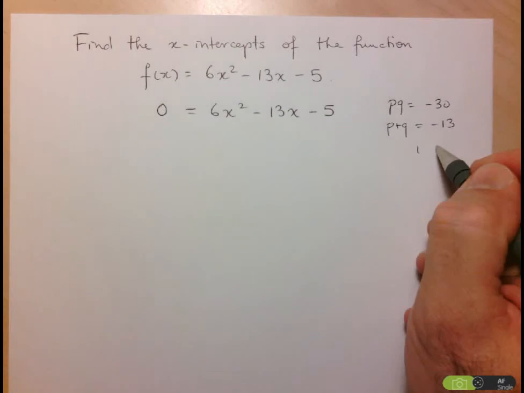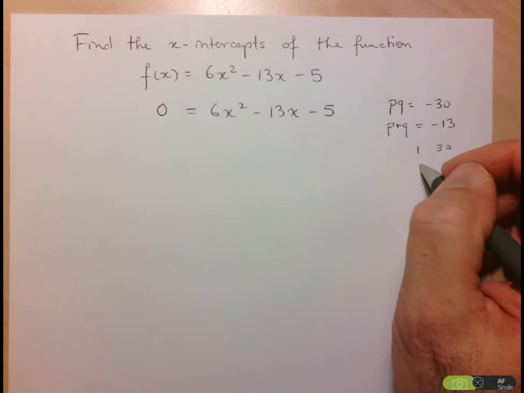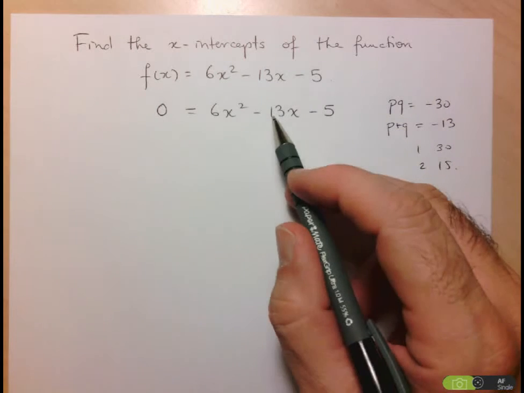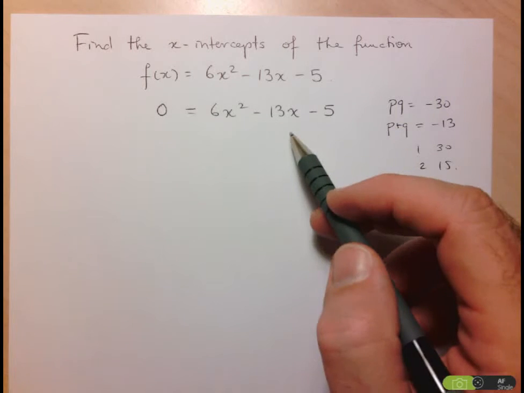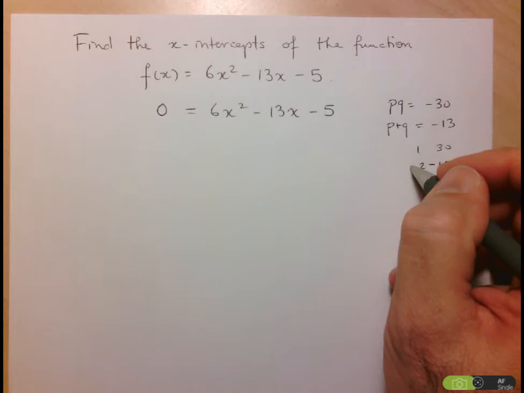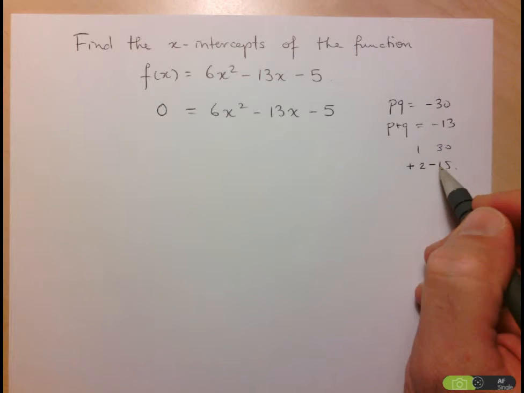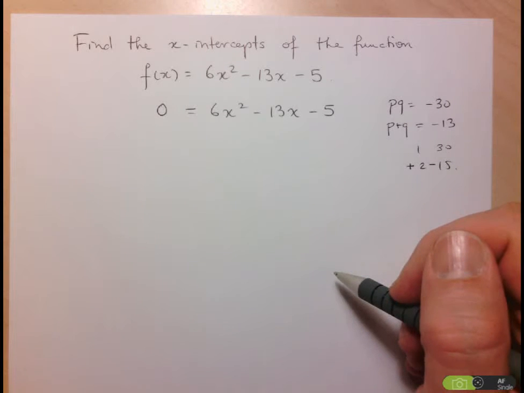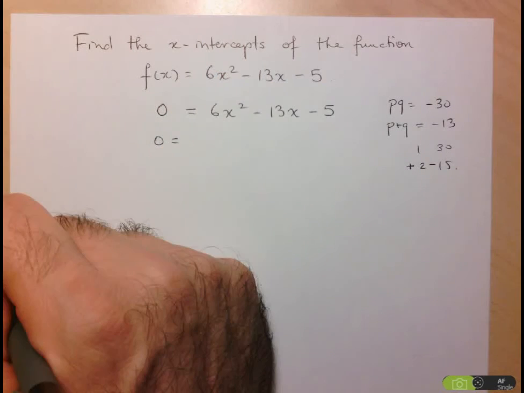So 1 and 30 definitely won't work. Well, we can also get 2 and 15. And we realize that might work. So we know that we need to get negative 13. So it makes sense that the larger number has to be negative and the smaller number has to be positive. And so let's check that out. 2 minus 15 is indeed equal to negative 13. Okay, so we have our two numbers, and this is what we use to do our decomposition.